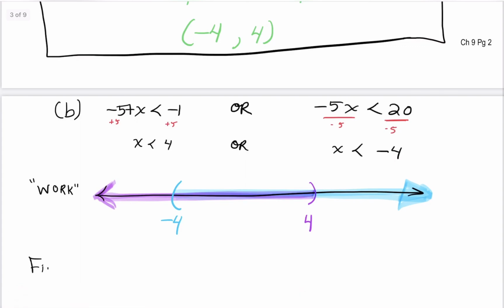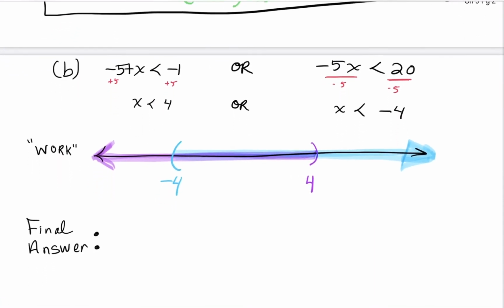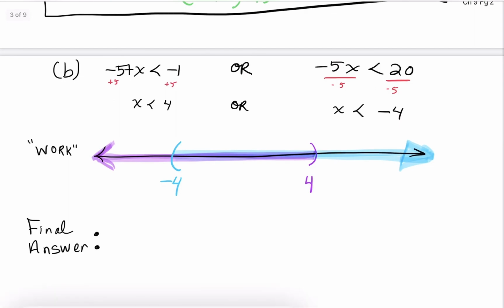So this is how you're going to solve these. You're going to look at each of them, solve them both, put both graphs on the same number line, and then you're going to think about, well, what does the word mean that I'm looking at? So if I'm looking at "and," I'm thinking overlap. If I'm looking at "or," I'm thinking about taking all of it. So with "or," it's synonymous with the union, and that's where we take all of it.